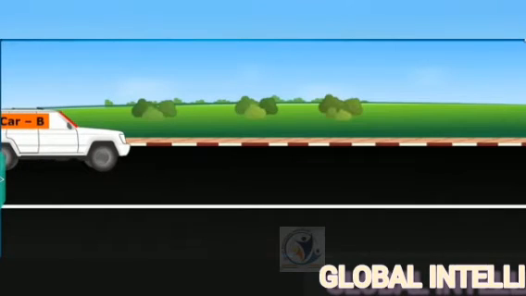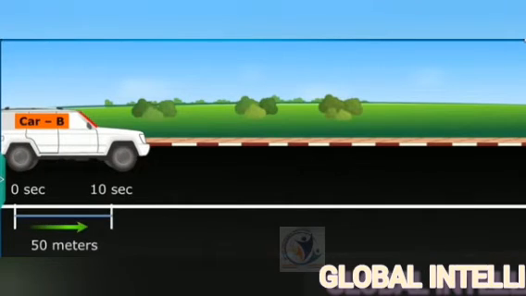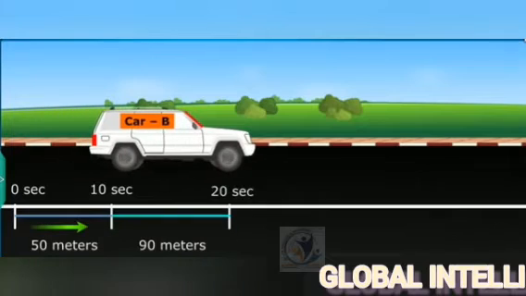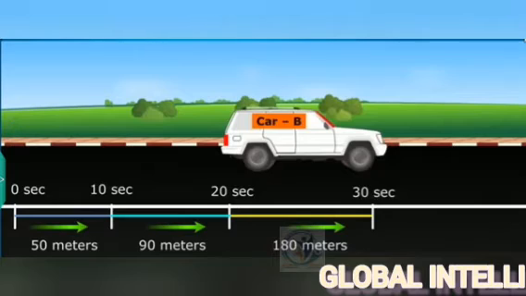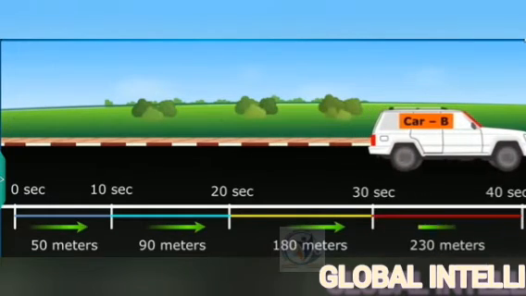Similarly, a moving vehicle, assume it is a car B, covers a distance of 50 meters in the first 10 seconds, 90 meters more in the next 10 seconds, 180 meters in the third 10 seconds, and 230 meters in the fourth 10 seconds. In this case, the moving vehicle, that is car B, covers unequal distances in each 10 seconds, as the object covers unequal distances in equal intervals of time. It is said to be in non-uniform motion.